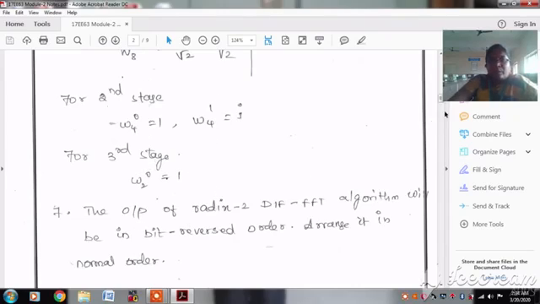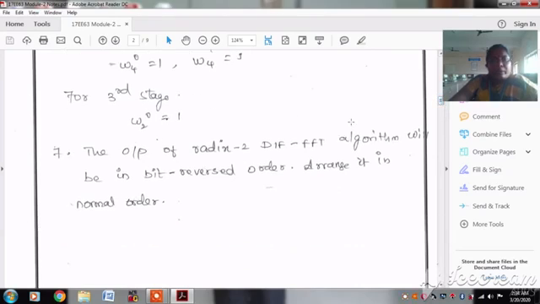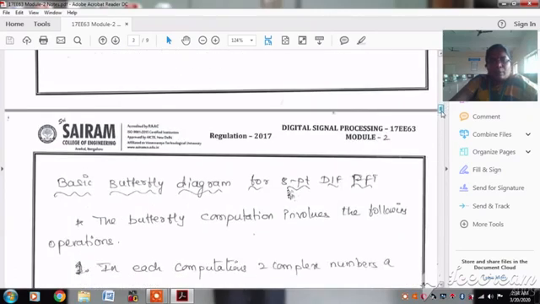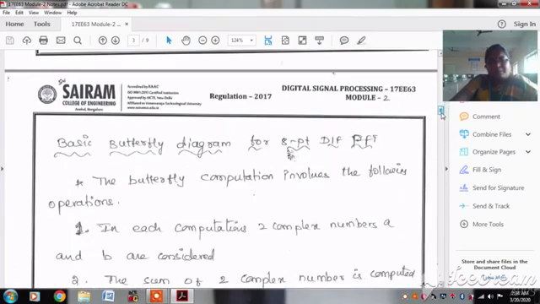And the last one is nothing but we are going to compute the output. The output of radix 2 DIF FFT algorithm will be in the bit reversed order. So what we have to do? We have to arrange it in the normal order. So now we will go for the problem. We will understand the computation of DIF FFT algorithm.